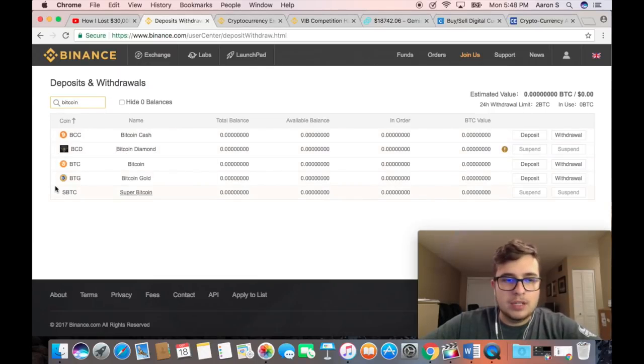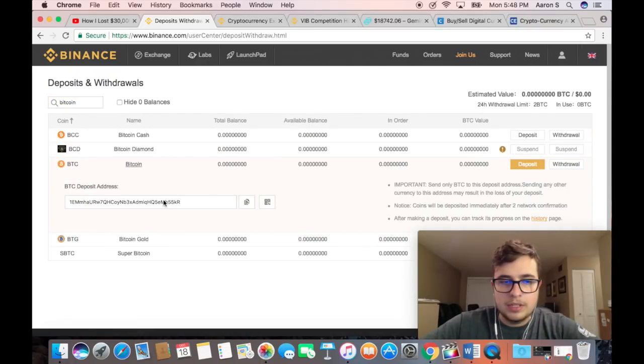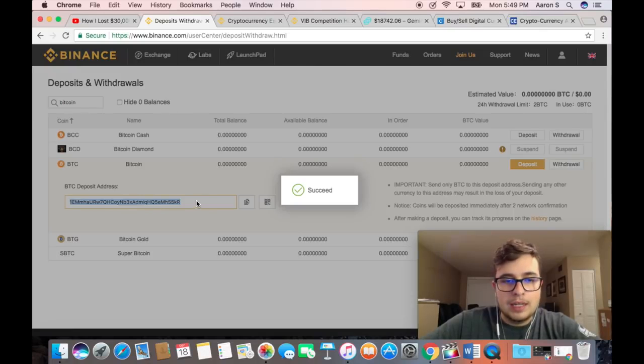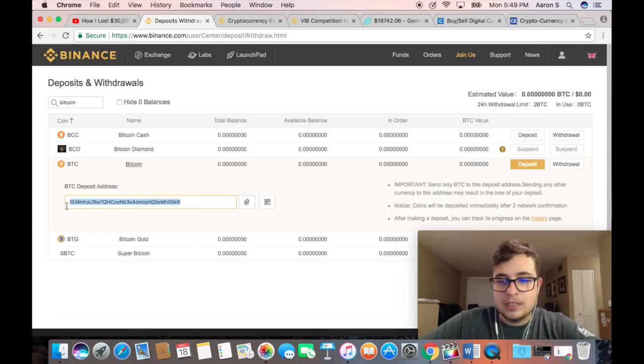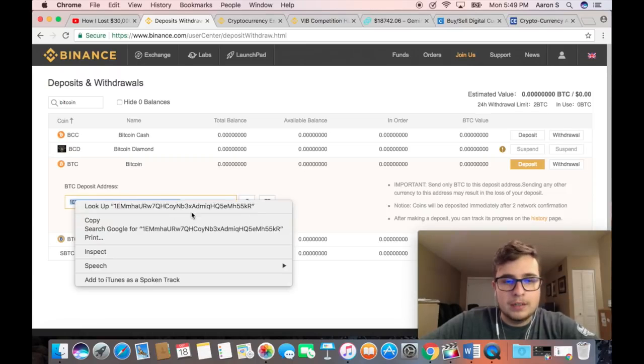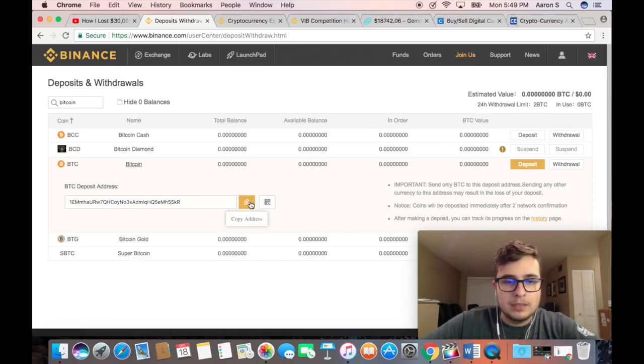So the address you need to put is, when you deposit Bitcoin, let's say you click on Bitcoin, and then it will generate an address for you. What you do then is copy it. Never type in an address by hand, by the way, guys. It's very risky and very dangerous. Don't do it. Just copy it. You can either do this, copy, or you can just press this button.